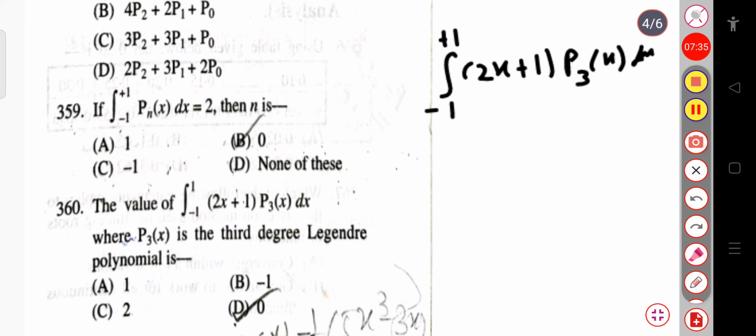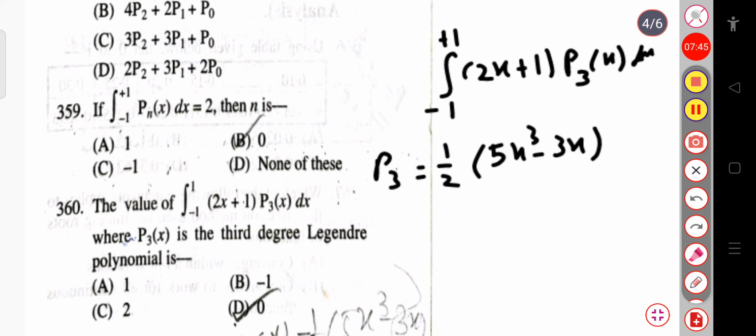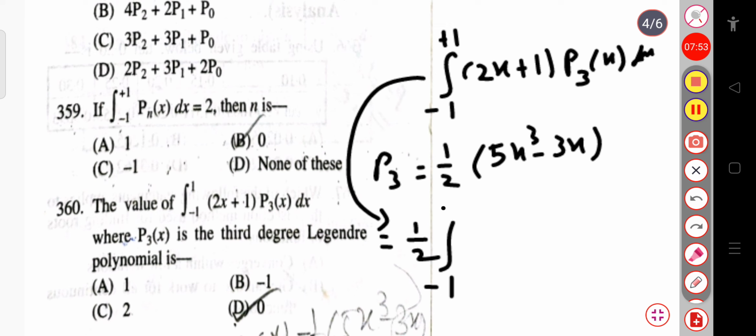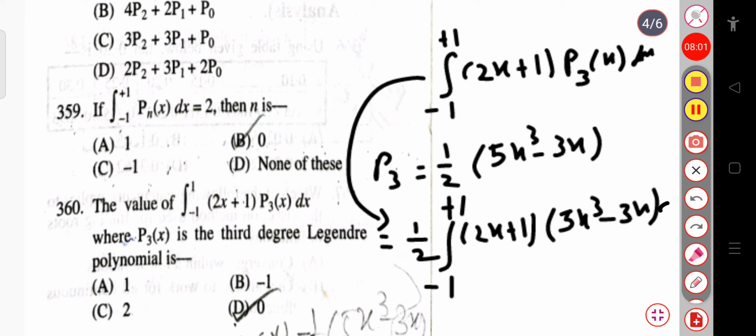You know the value of P3 of x is 1 by 2 into 5x cube minus 3x. If we substitute this value here, with 1 by 2 taken common, this integration is from minus 1 to plus 1 of 2x plus 1 into 5x cube minus 3x whole, into dx. So after calculating, this is just normal integration, you can calculate.